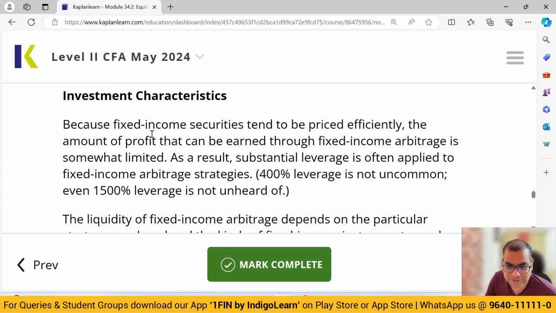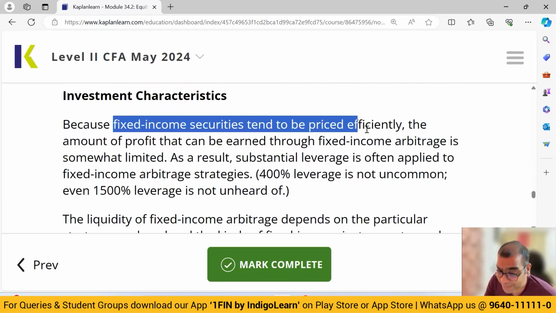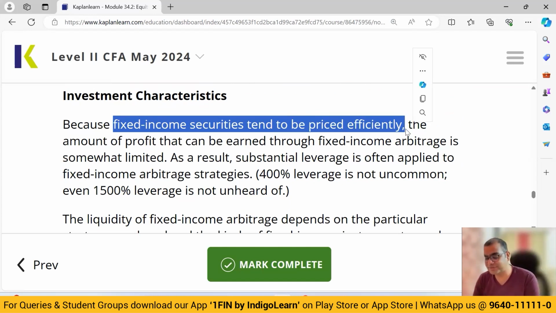Okay. Now come see this. Because fixed income securities tend to be priced efficiently. So the fixed income market is very efficient. Why do you think so? Because you're handling fewer risks. You're handling only interest rate risk and credit risk and liquidity risk. So what are the factors that determine the price of a bond? Market interest rate is the only factor, and default risk of the company, correct? These are the only two factors which determine the price of a bond.